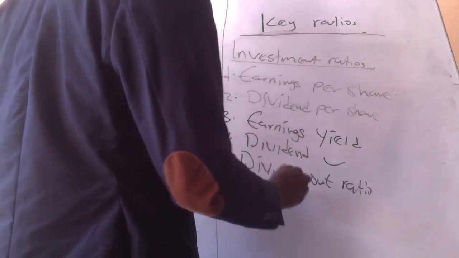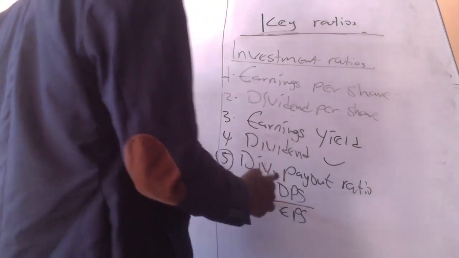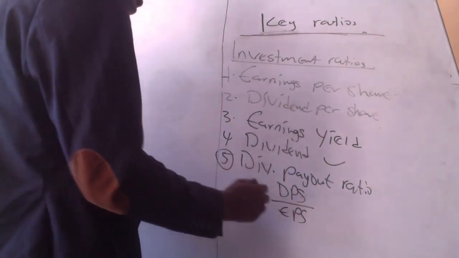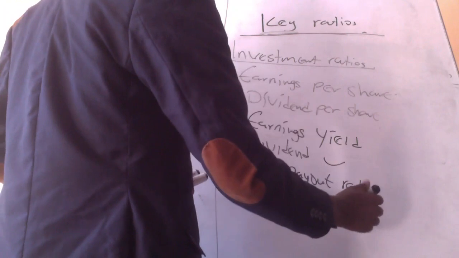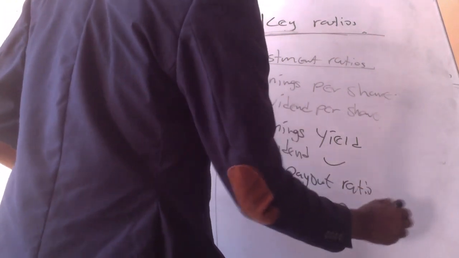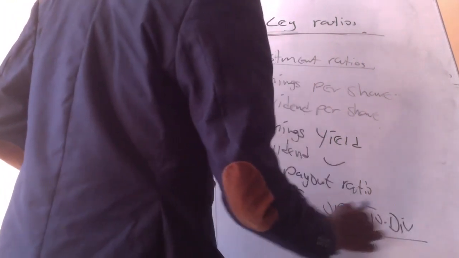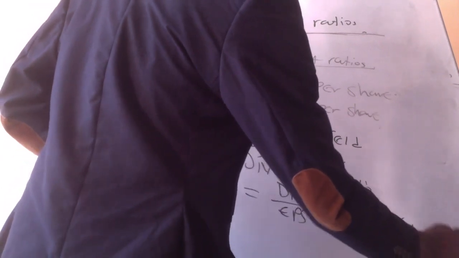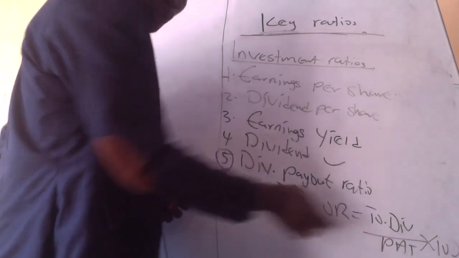As usual, it will be the dividend per share divided by earnings per share. This one is an alternative formula, or this is the main formula. It's equal to total dividend, all divided by the profit after tax, times 100. Because in fact, these two formulas are basically the same.